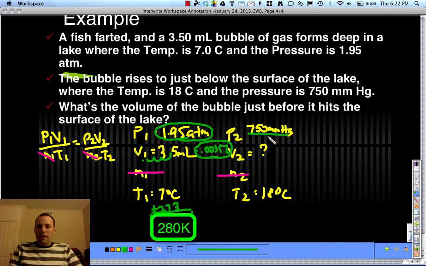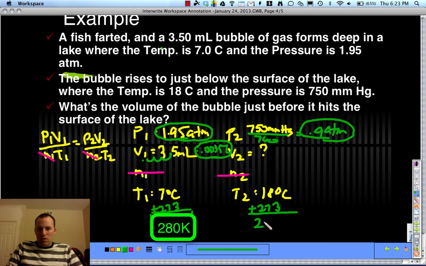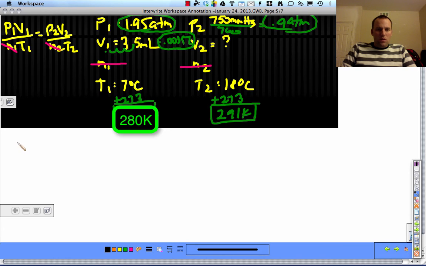Over here we need to divide by 760, which gives us 0.9 atmospheres to convert that to atmospheres. We're looking for volume and the temperature. Again, we're going to add 273 to get that into Kelvin. So that gives us 291 Kelvin. Okay, so now all we have to do is plug and chug into our formula.